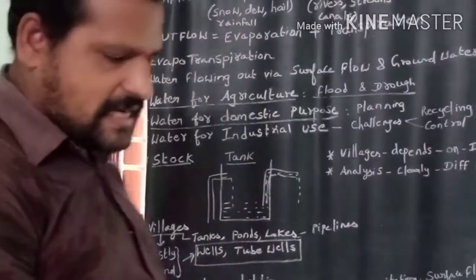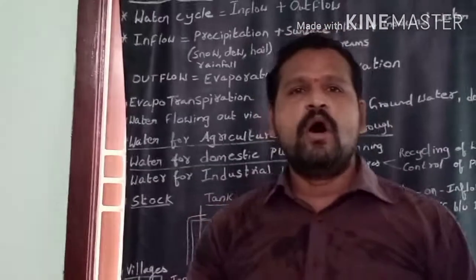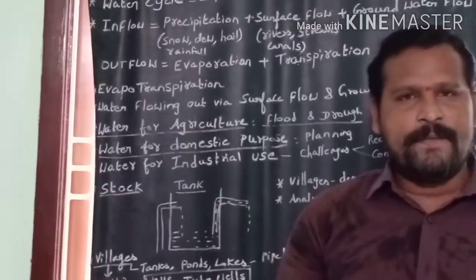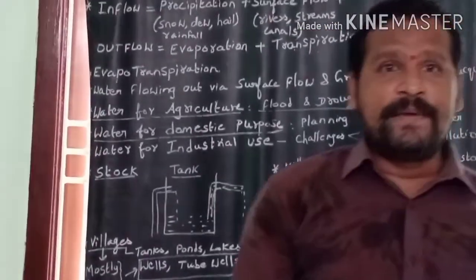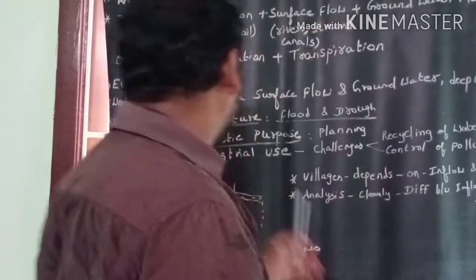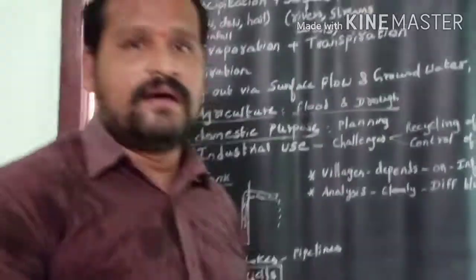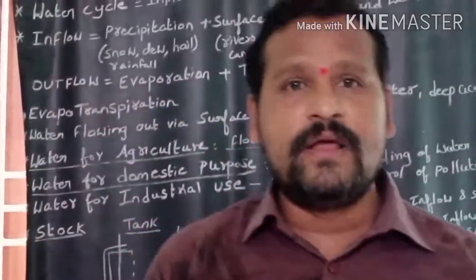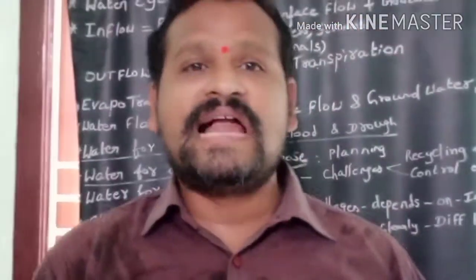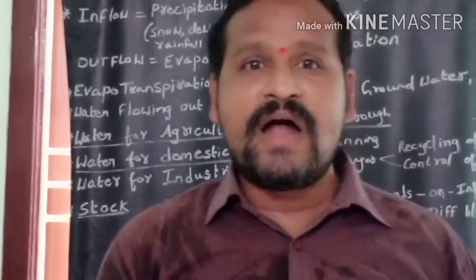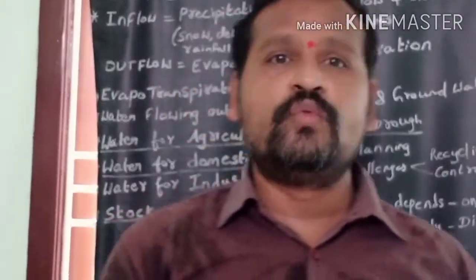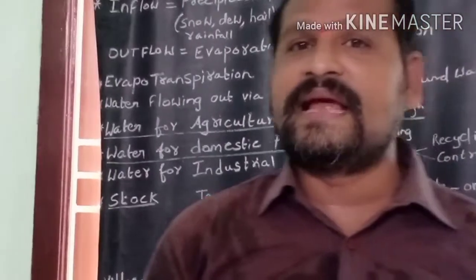Now discuss, children, what water is used for. Today, people are using water extensively for agriculture. Why? Because without water, crops cannot be cultivated. Water is a must for cultivating the crop. Water is important for agriculture. Without water, agriculture cannot be done.